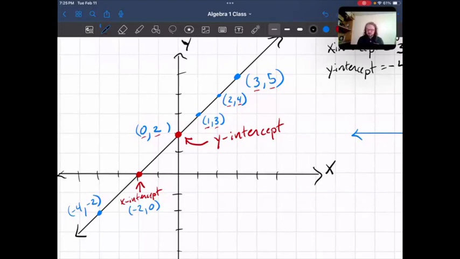And each y value is 2 more than the x value. Right? Each y value is the x value plus 2. And this is how we're going to see formulas for lines written, where we have y equals x plus a number. But sometimes we're going to have x multiplied by a number as well.